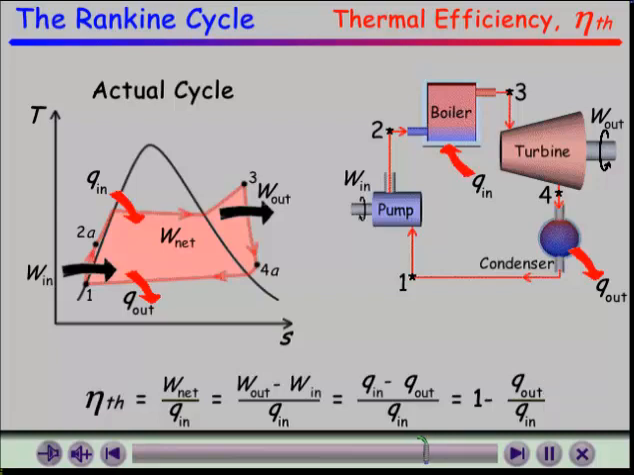The thermal efficiency of the cycle can be increased by making sure that the average fluid temperature in the boiler is as high as possible, and the temperature in the condenser is as low as possible. This can be accomplished by superheating the steam to a higher temperature in the boiler, and by lowering the pressure in the condenser.